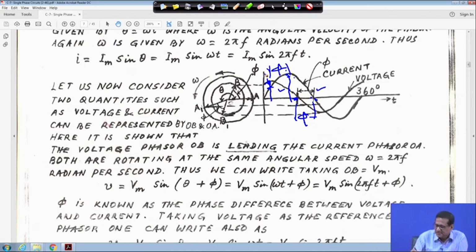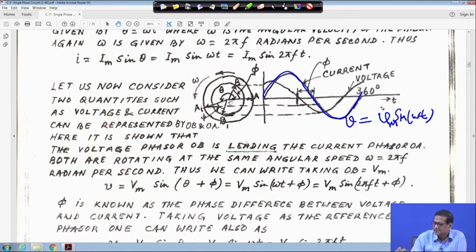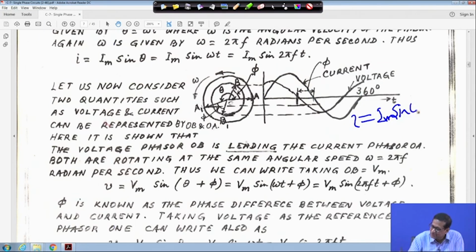So in this case, as voltage is leading the current by this angle phi, right. If we take this as my current signal, then my I is equal to Im sin omega t, and theta is equal to omega t. Let me clear it, I wrote voltage by mistake, this is current. So current I is equal to Im sin omega t. This is the waveform of the current, right.